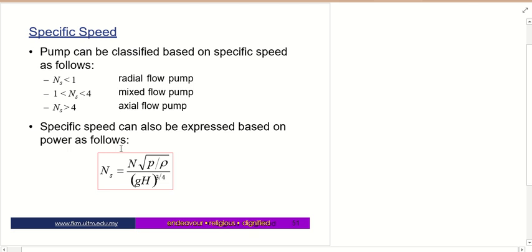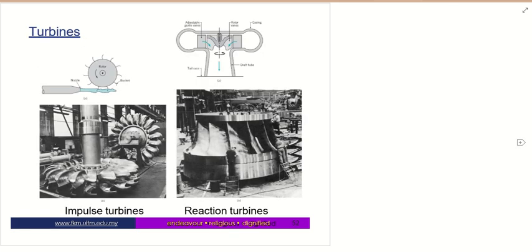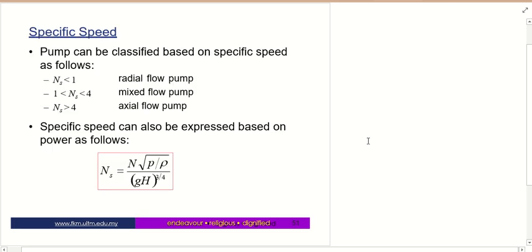So the last part for this specific speed is how to express it based on the power. Okay, so based on W dot shaft, specific speed Ns equals N times the square root of P over rho, divided by (gH) to the power of 3 over 4. Okay, so that's all for pump dimensional analysis and similarity. And then the last important parameter, which is specific speed.